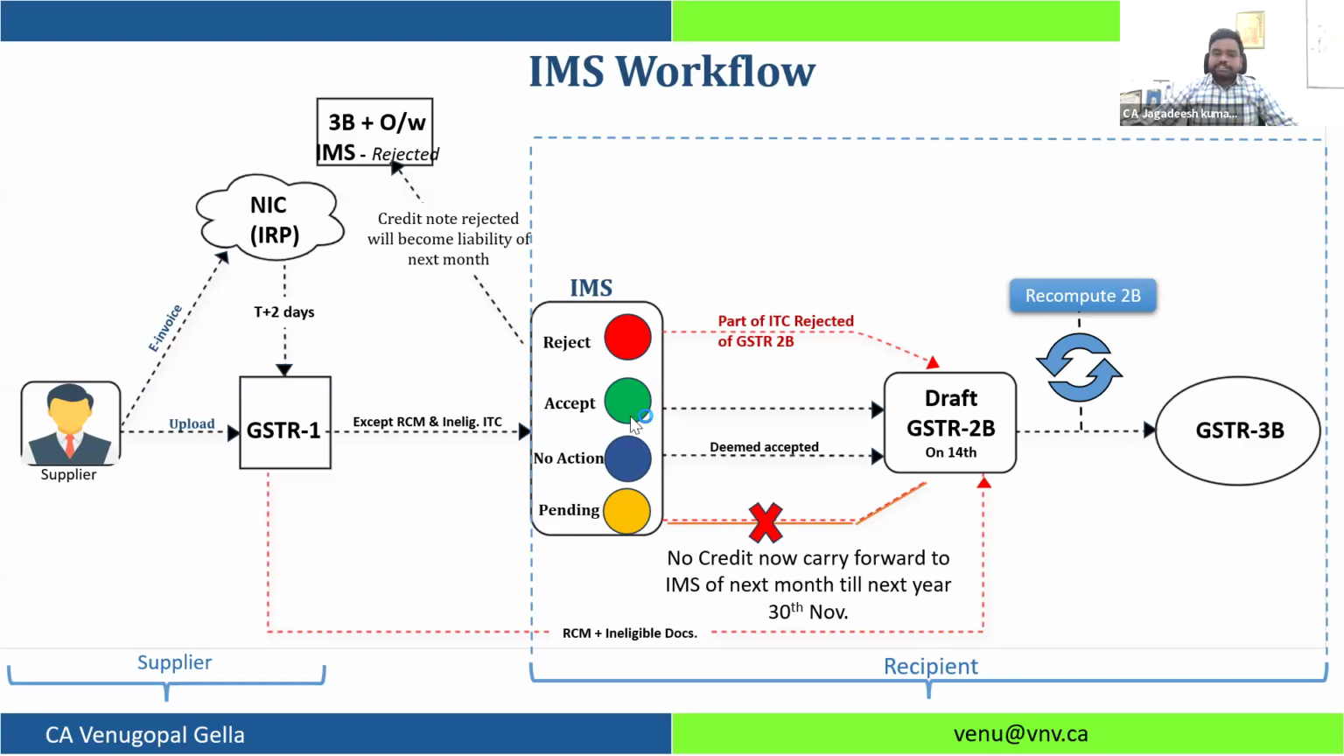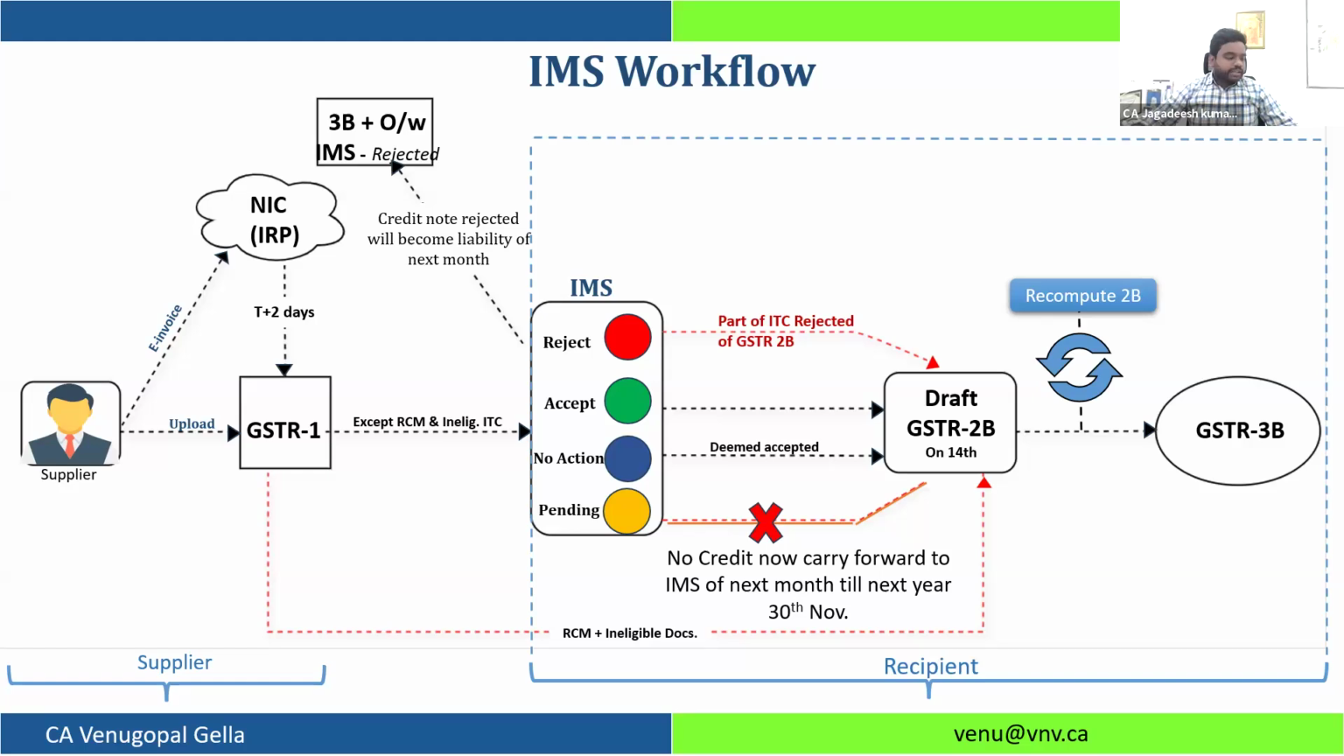So in IMS, the recipient can take multiple actions. You can see here, either he can reject it, or he can accept it, or he can choose not to act on that invoice, or if he wants, he can put it in pending. Now we'll see for what action, how the IMS treats it, or if we have not taken any action.